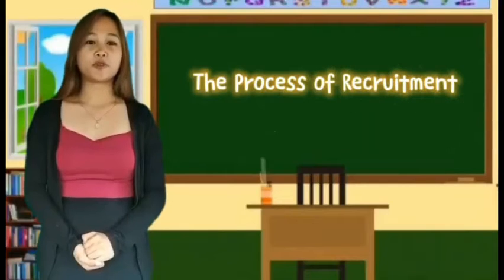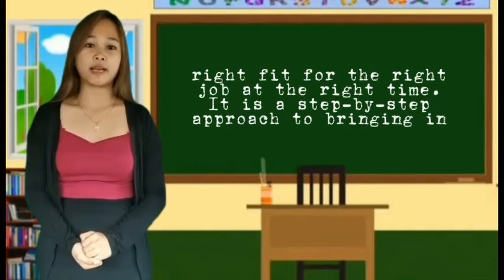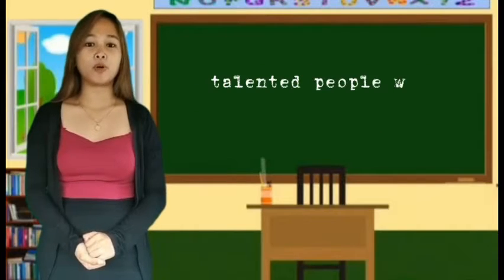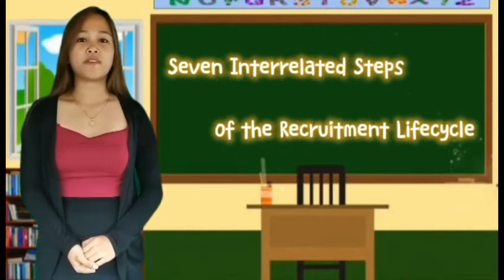The process of recruitment. An efficient recruitment process is an organization-specific sourcing model that aims to find the right fit for the right job at the right time. It is a step-by-step approach to bringing talented people who can help the company grow. The recruitment lifecycle consists of 7 interrelated steps, which are as follows.